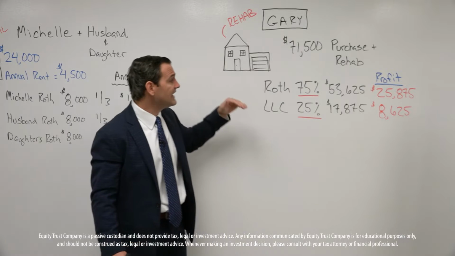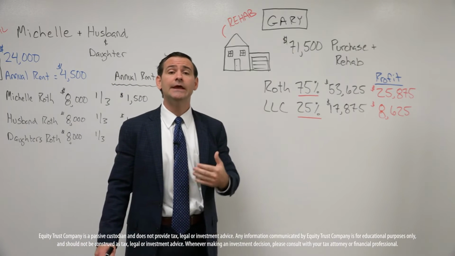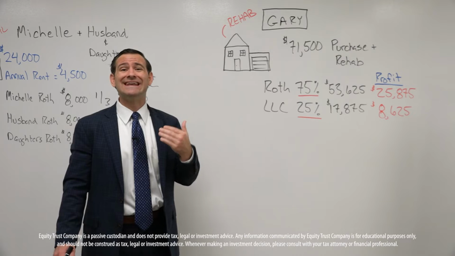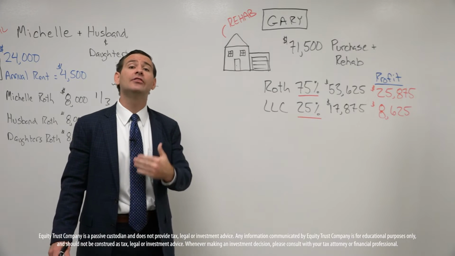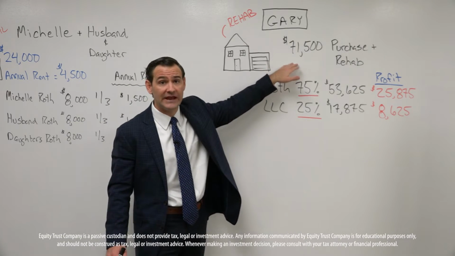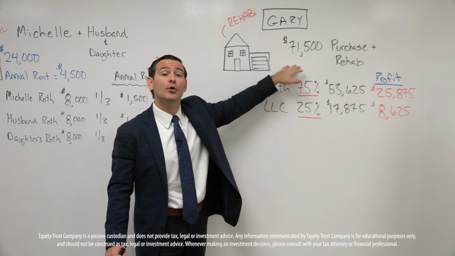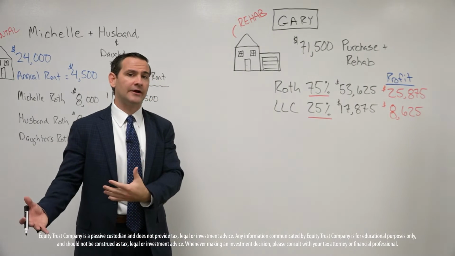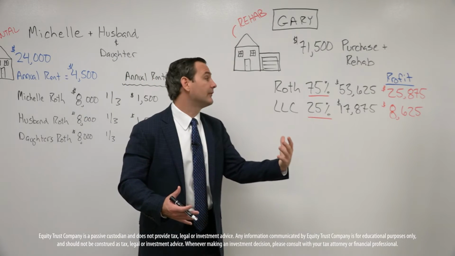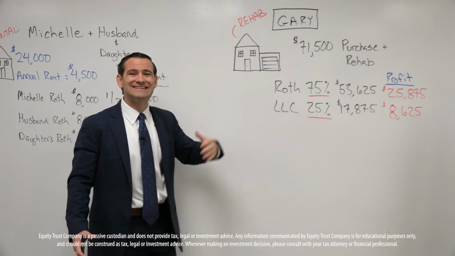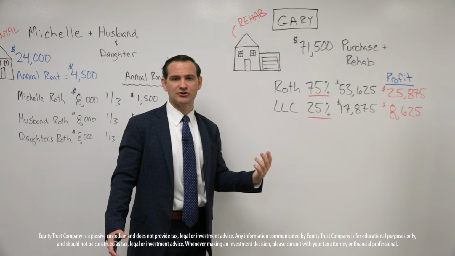Now, initially going into the deal, he knew at that time that he would not have enough capital in the Roth IRA for the full purchase and rehab, so he didn't have 71.5 in that Roth IRA. But what he knew he had was some non-IRA money and then enough money in the IRA so that his Roth IRA could get 75% equity in the transaction.